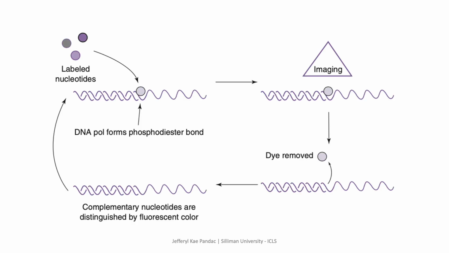This is the summary of the entire reversible dye terminator sequencing procedure. Labeled nucleotides are applied to the flow cell and incorporated into growing chains by DNA polymerase at each polony location. Images are taken after rounds of fluorescent nucleotide addition, and the color at each polony location indicates the next nucleotide in that sequence. Once the image is taken, the fluorescent labels are removed. Following this, another round of nucleotides is introduced.